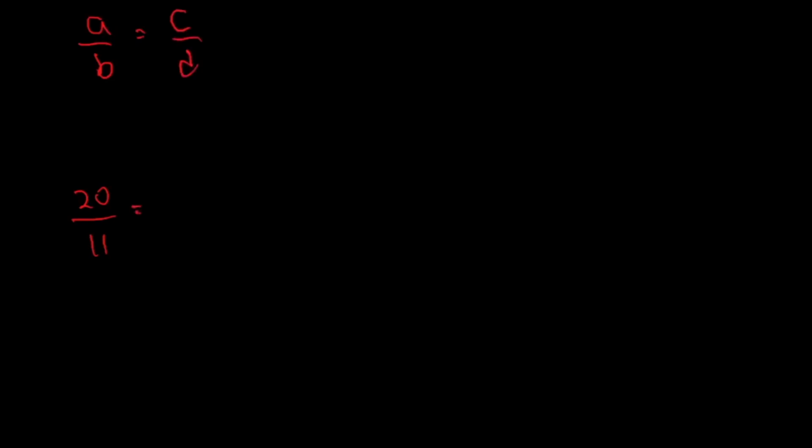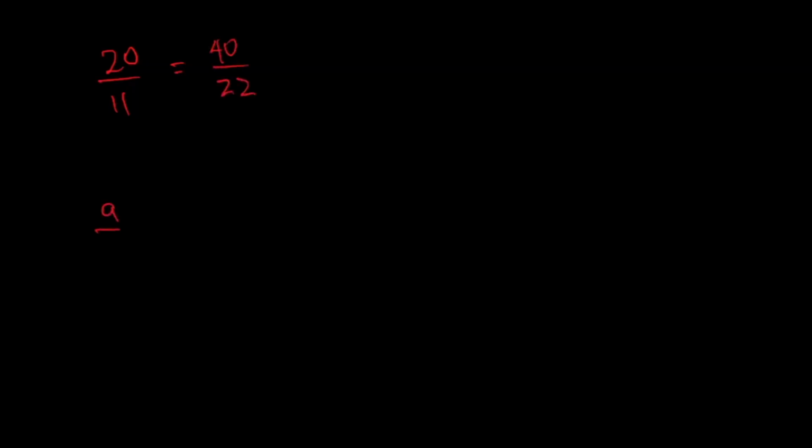And let's say that that ratio right there is equal to like 40 over 66. Oh, sorry, not 40 over 66, but 40 over 22. Let me clear that. 20 over 11 equals 40 over 22. So this is A over B equals C over D.